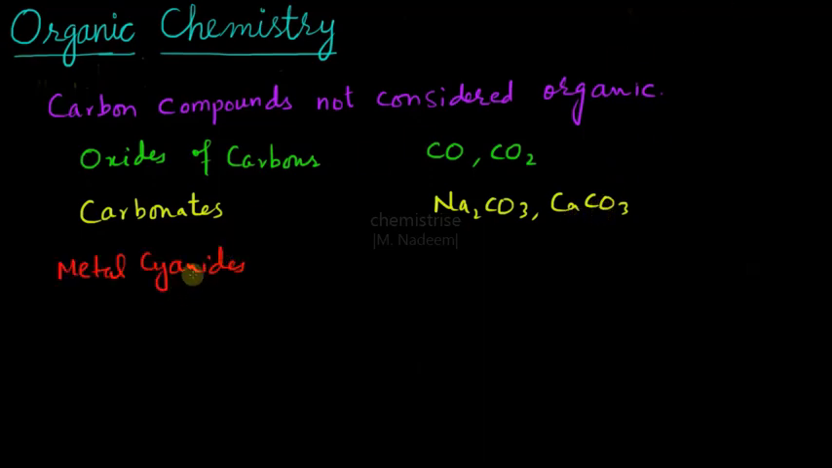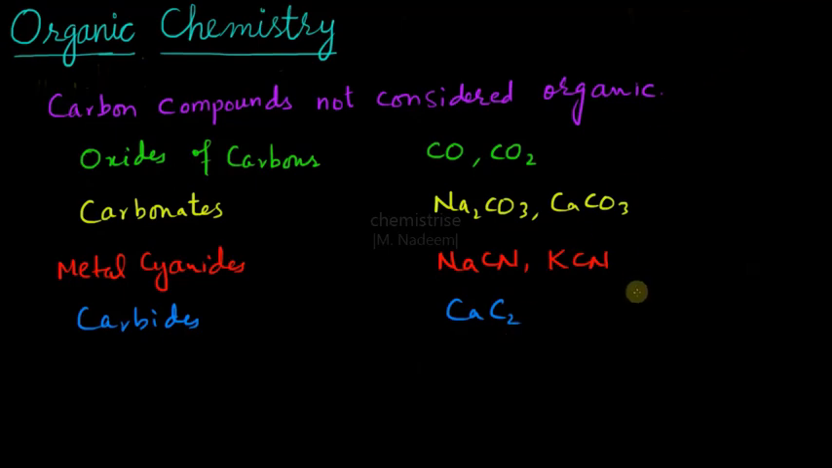The next category is metal cyanides. We can have sodium cyanide, NaCN, and potassium cyanide, KCN. They are not considered as organic. The last one is carbides, like calcium carbide, CaC2. So these are compounds which contain carbon, but they are not considered as organic. It's all because of their properties, which do not resemble those of normal organic compounds.